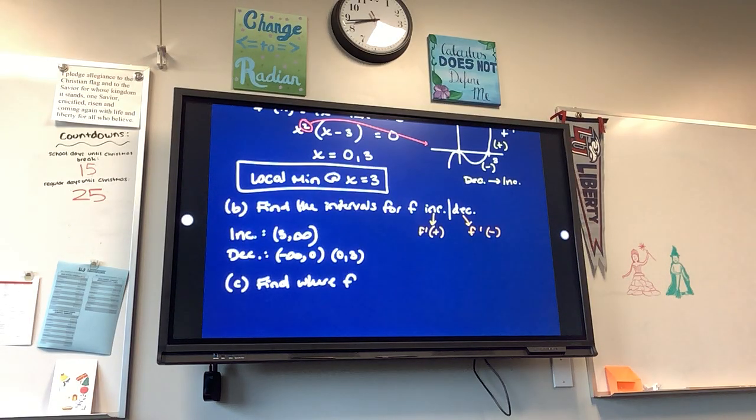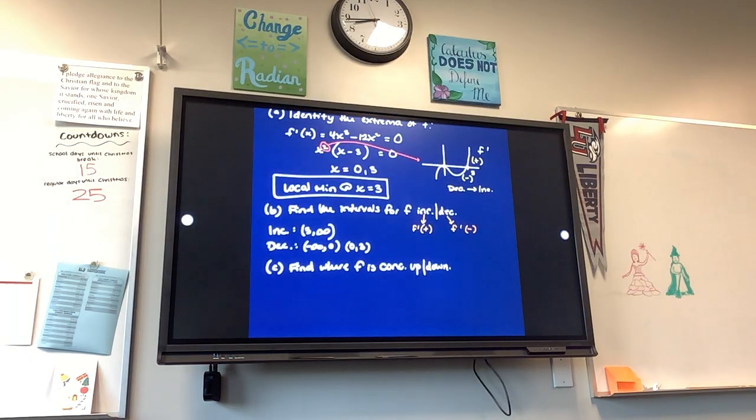Find where f is concave up and down. Okay, I was trying this before the break. Let's see if you caught on to it. When you hear the word concavity, what do I want you to think? Second derivative. Can it be found with the first derivative? Yes, but second derivative is much easier. So we have an f prime function at the top. We can easily find the second derivative of that. Bring it back, there it is. So f double prime is equal to what?